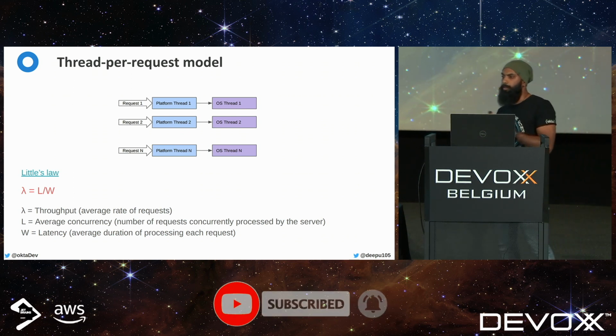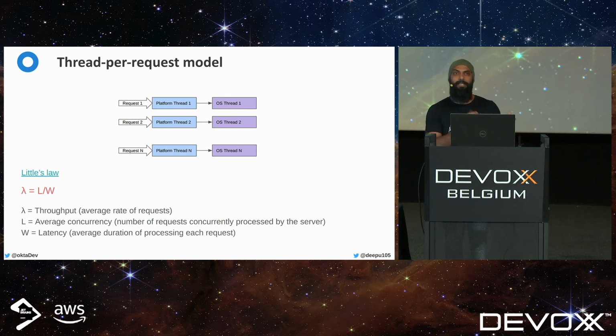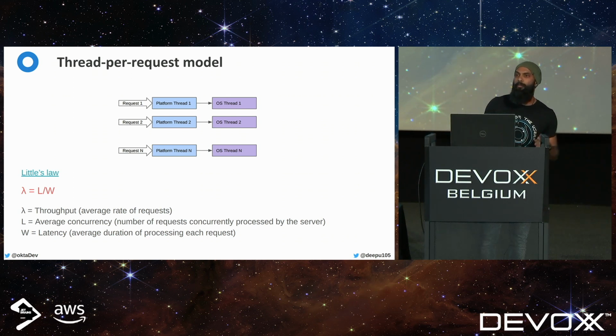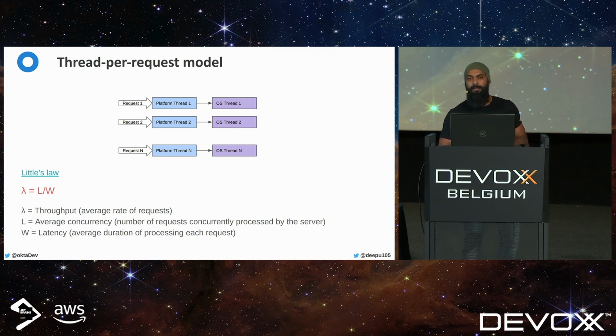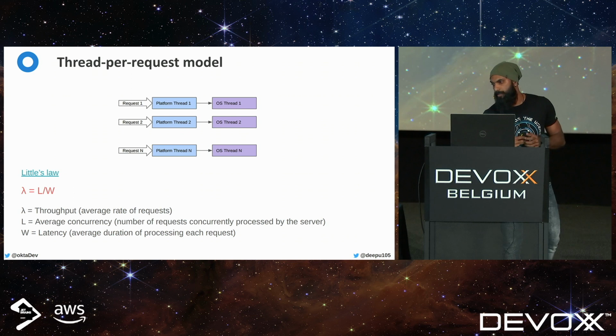For this, the preferred approach always has been a thread per request model, where every request is handled by a separate thread throughout, for its lifetime. So that's the thread per request model. And the throughput of such systems can be explained using Little's law.